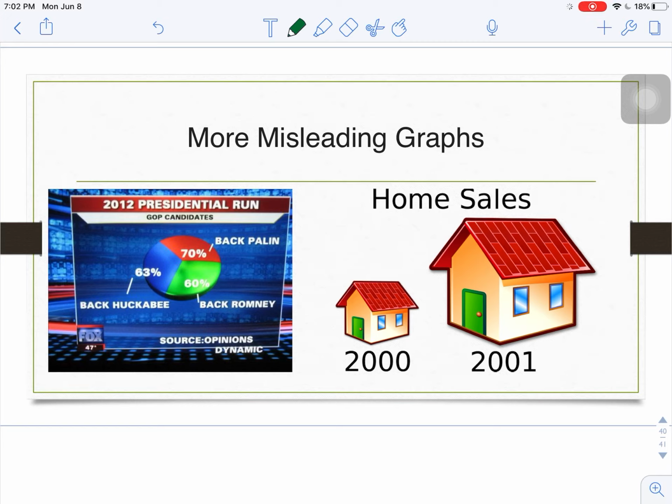Here are some more misleading graphs. If you take a look at this pie chart, you have 63%, 70%, and 60%. That does not equal 100%.